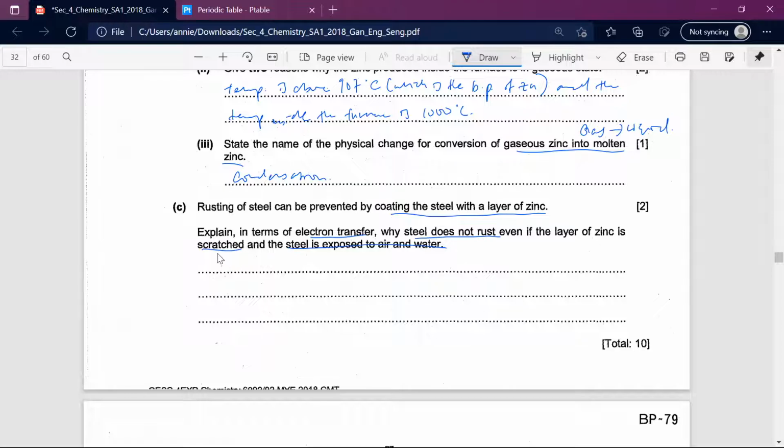So let's put it down in words. Zinc is more reactive than iron, and hence zinc loses electrons more easily, reacting with the air and water.